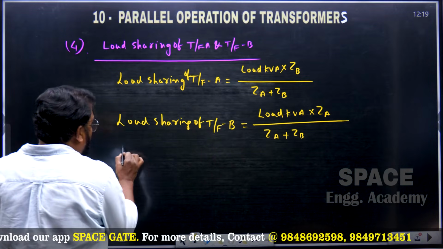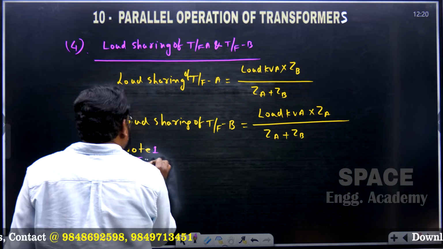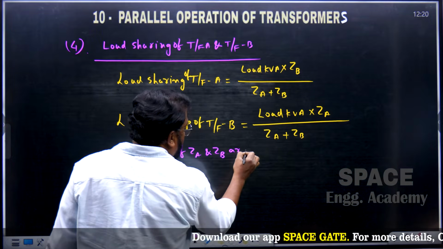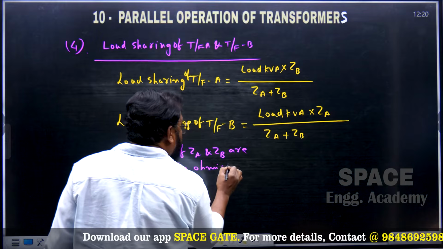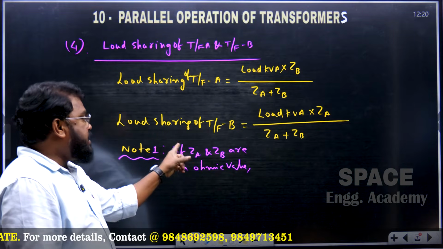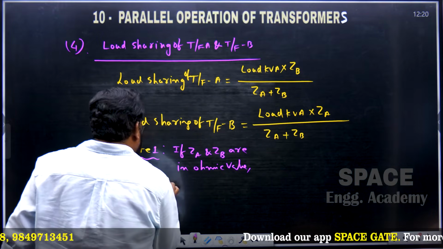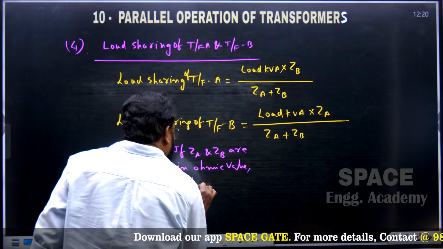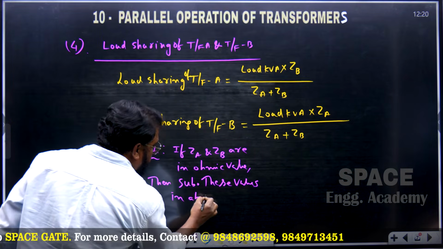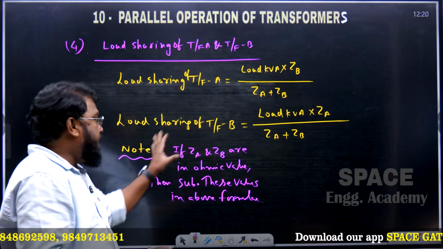సో ఇందులో క్వశ్చన్ ఏంటంటే, note 1 అనుకోండి. So note 1: if ZA and ZB are given in ohmic values, అప్పుడు ఏం చేయాలంటే ఈ వాల్యూస్ను డైరెక్ట్గా substitute చేయొచ్చు. అంటే ZA, ZB, load KVA values ను above formulae లో directly substitute చేయొచ్చు. సో ఇలా మనకు ZA ZB అనేది ఓమిక్ వాల్యూస్లో ఇస్తే మనం డైరెక్ట్గా సబ్స్టిట్యూట్ చేయొచ్చు.